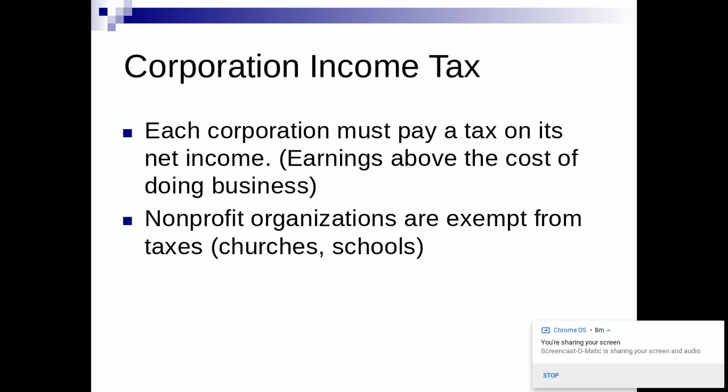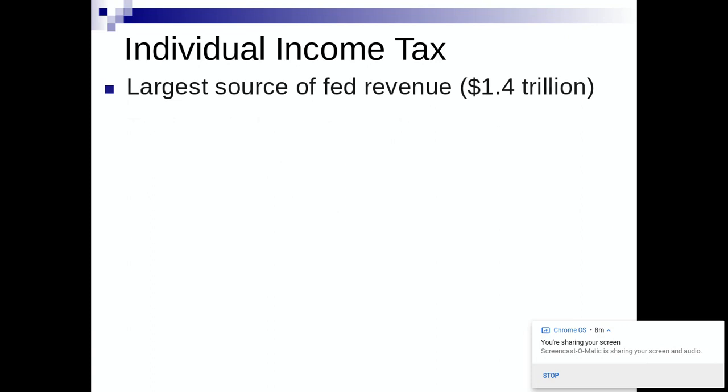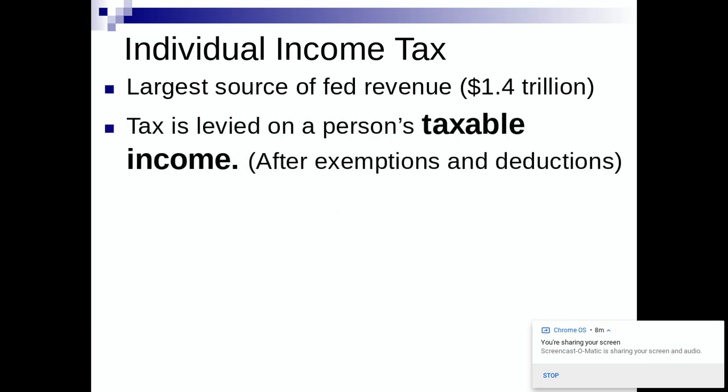Thanks. All right, so like Amazon, for instance, they make deals with states in terms of getting an exemption or a lower rate on their taxes, because they create thousands of jobs. So sometimes states are competing for these companies to come there, so they'll offer them deals. This is where it gets a little bit murky. But there is a corporate income tax, and then there's an individual income tax. This is the largest source of federal income: $1.4 trillion is from our individual income taxes. This is a tax levied on a person's taxable income.